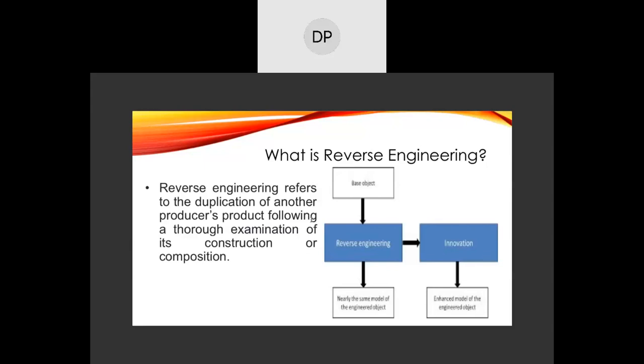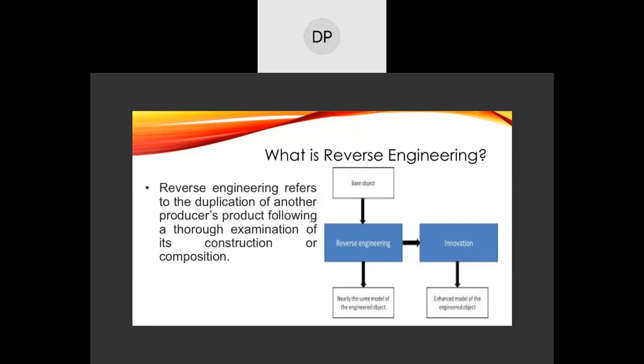So there are two types of engineering. In forward engineering, you make code, then make software, and then sell that software. In reverse engineering, we buy software, then we study the software, and then we make the code. Making code is the last step. That's why it is called reverse engineering. Reverse. In a car, there are four or five forward gears, but there is one reverse gear.